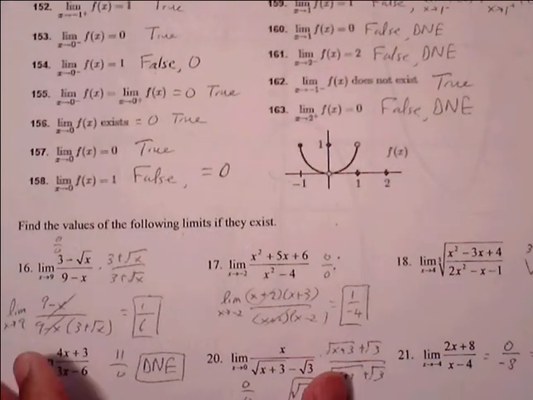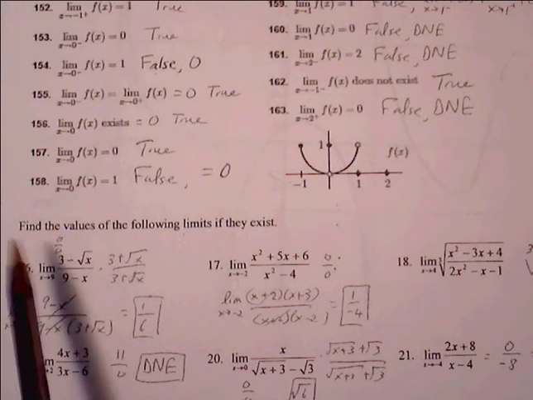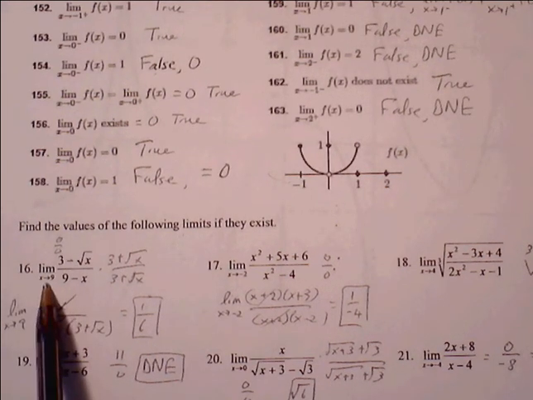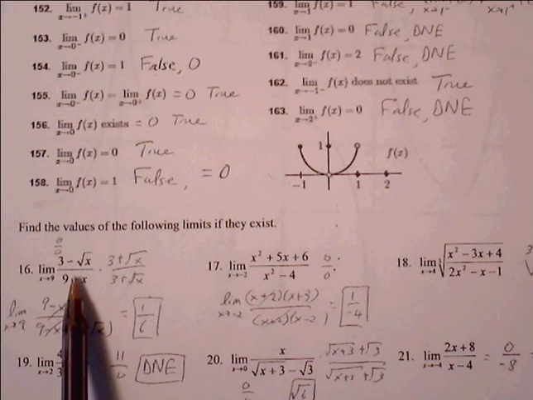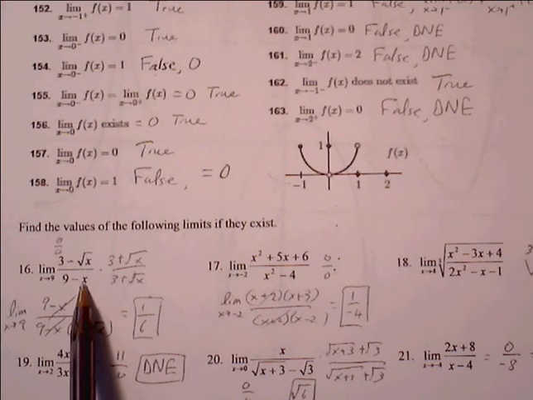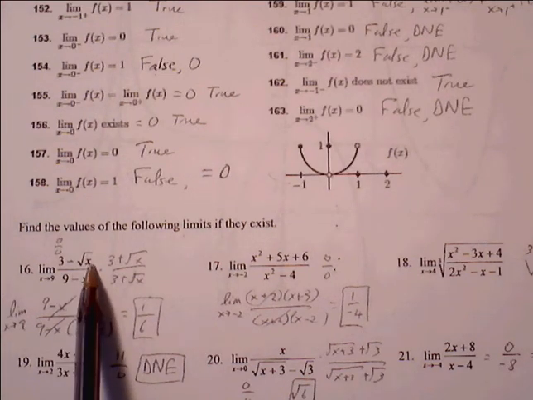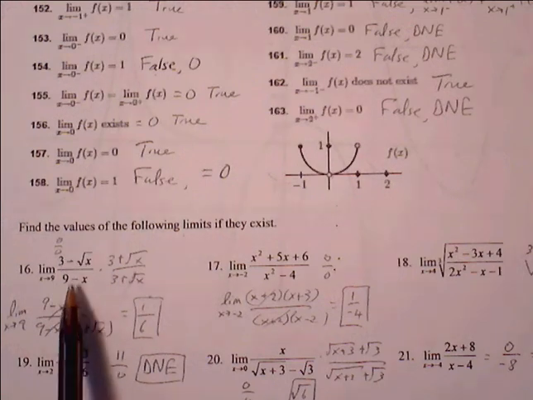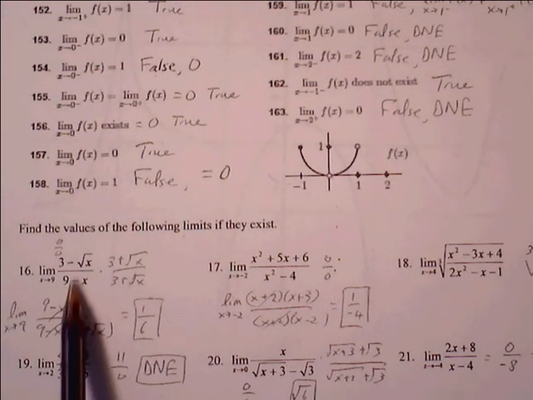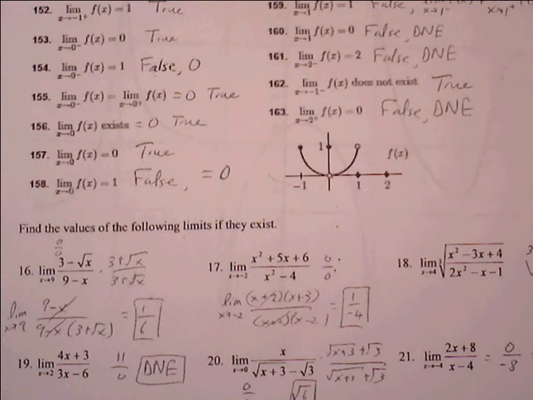All right, bottom of the page here, find the value of the following limit if it exists. So limit as x approaches 9, the first thing we do is plug in the x value of 9, and we get 3 minus 3, which is root 9, which is 3. So 3 minus 3 is 0, 9 minus 9 is 0, 0 over 0, which means that we can do something further to evaluate the limit.